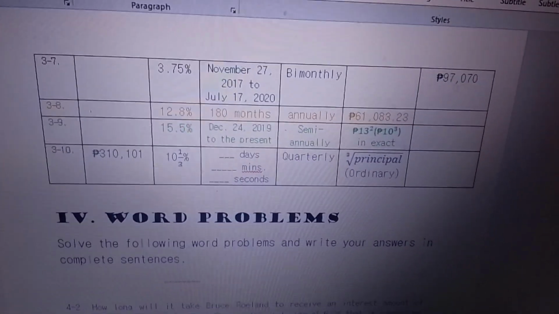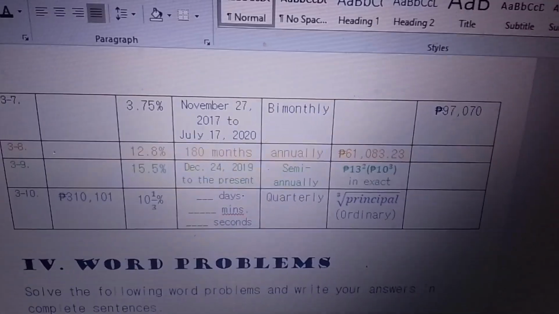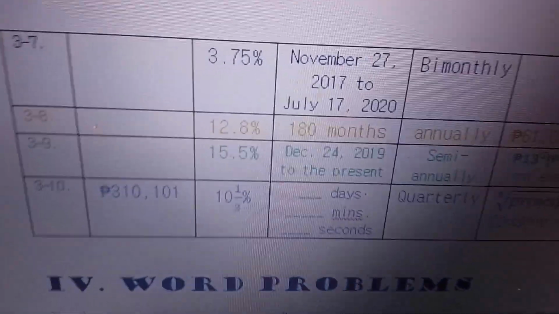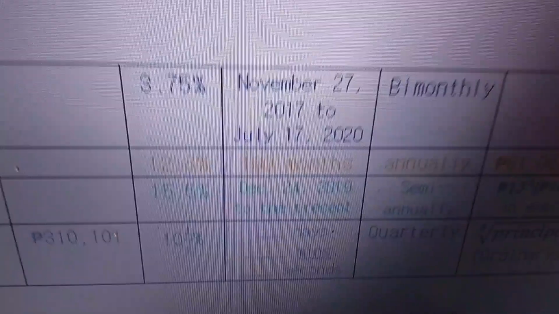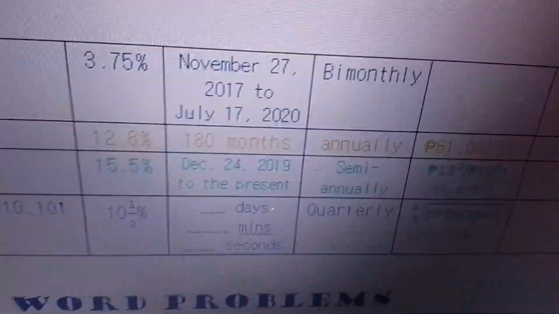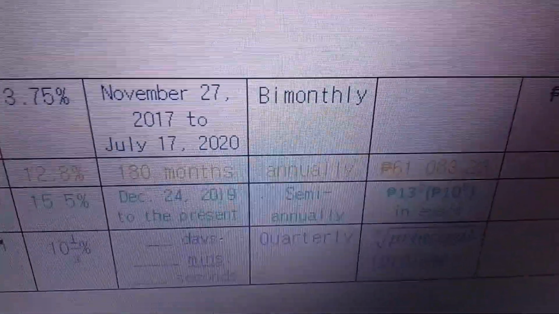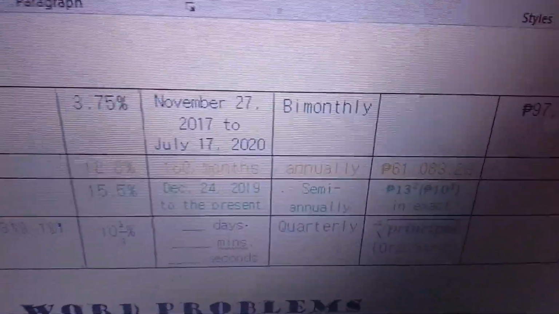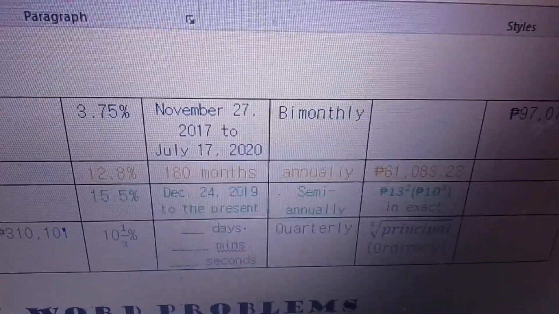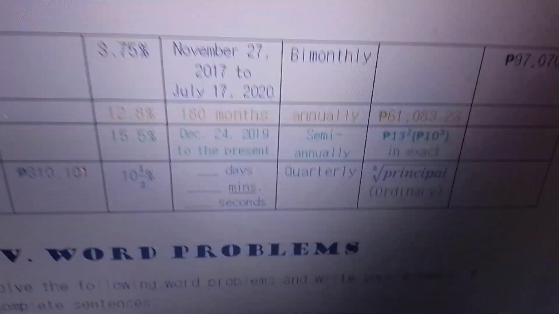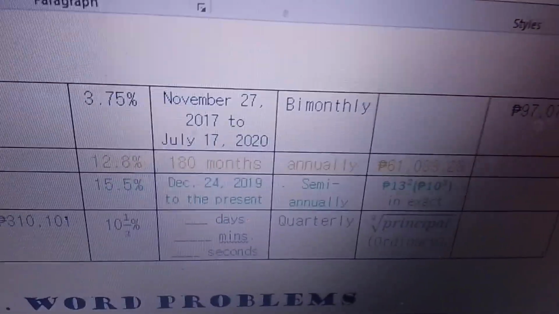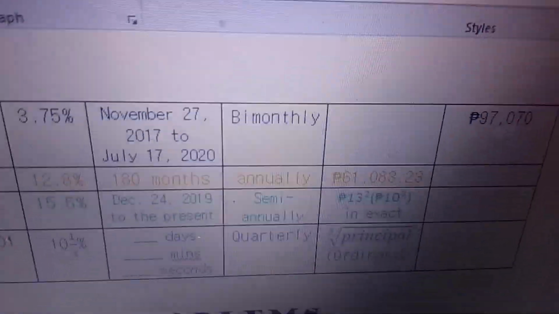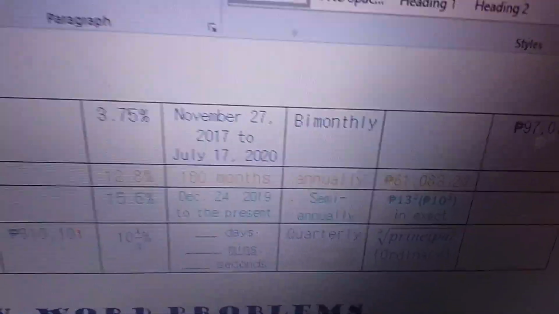Now let's go to number 9. So, number 9, it's the same principle like what you've done before. It says here, we have 15.5% as the rate. And then, look, we have a time unit now. Di ba, remember last time, wala tayong time unit? Ngayon, meron tayong time unit that says, from that date up to that date. And that's from December 24, 2019 up to the present. Hanggang na yun. Di ba?